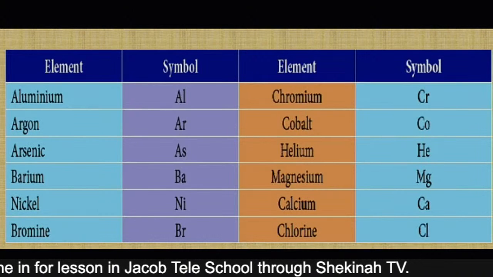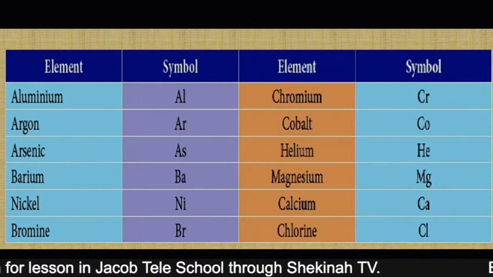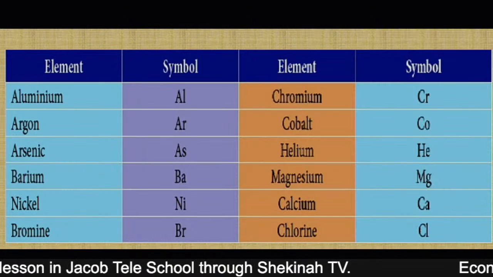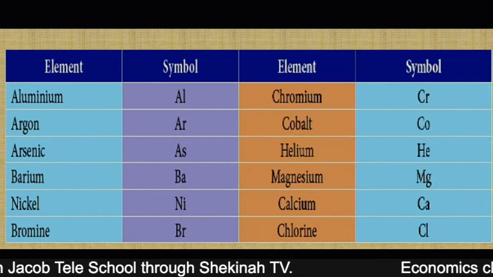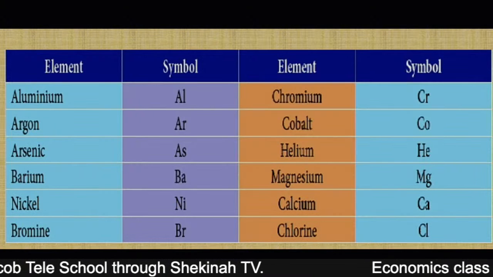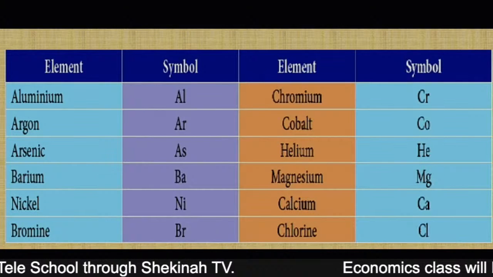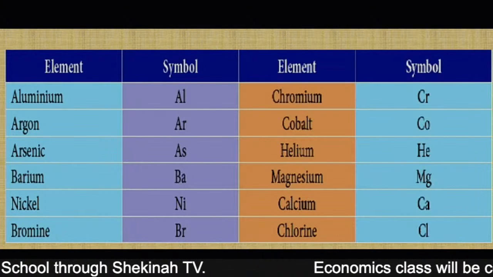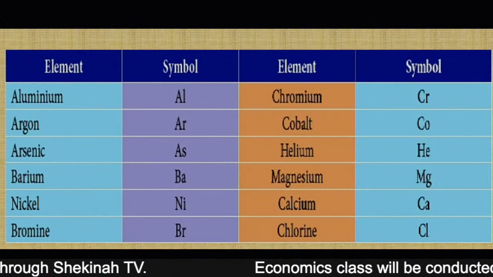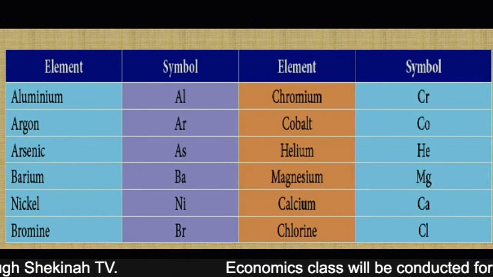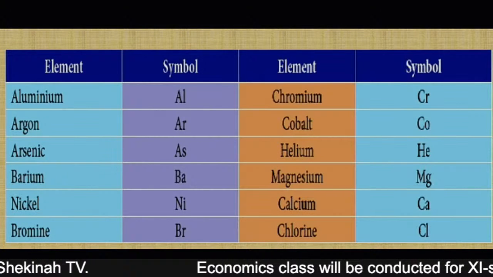Next one is magnesium. Capital letter M and small letter G. Calcium, the symbol of calcium is capital letter C and small letter A. And the last one is chlorine. The symbol of chlorine is capital letter C, small letter L. We already know this very well.